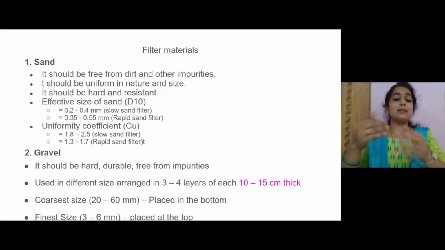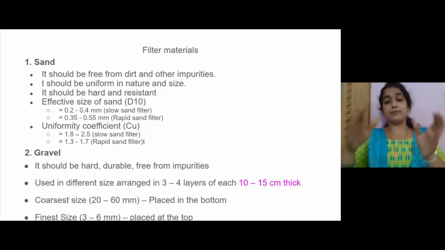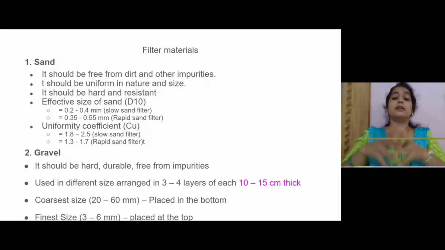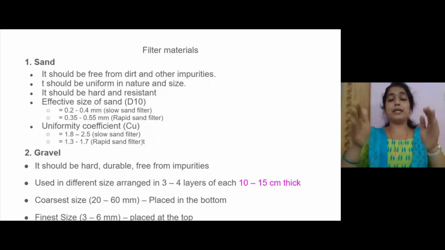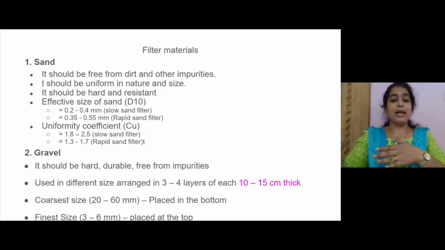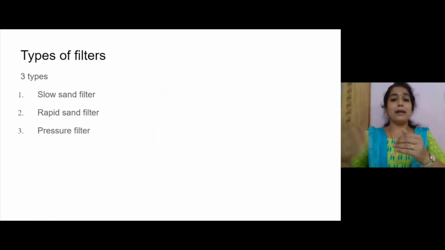Then the supporting media, that is gravel. It should be hard, durable and free from impurities, used in different sizes, arranged in 3 to 4 layers, each of thickness 10 to 15 centimeters. The coarsest size should be between 20 to 60 mm, which is placed at the bottom of the filter media, and the finest size, that is 3 to 6 mm, placed at the top of the filter media. This is the supporting system. Then the types of filters.